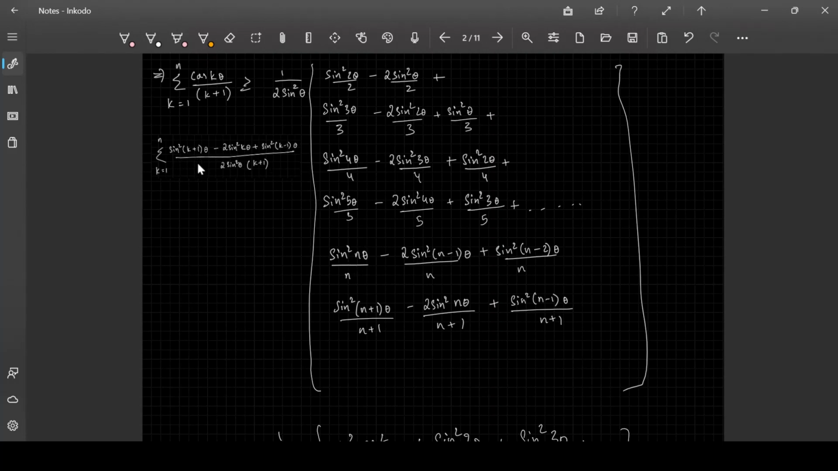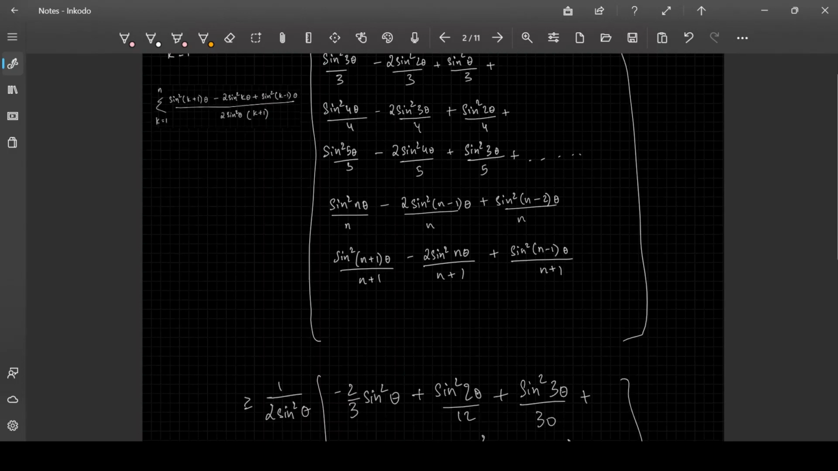When we have k is equal to n minus 1, the very first term appears to be sine square of (n minus 1 plus 1) n theta divided by (n minus 1 plus 1), minus 2 sine square of n minus 1 theta by n, plus sine square of n minus 2 theta by n. And the very last term, that is k is equal to n, we have sine square (n plus 1) theta by (n plus 1), minus 2 sine square n theta by (n plus 1), plus sine square of (n minus 1) theta by (n plus 1). So this is all about it.